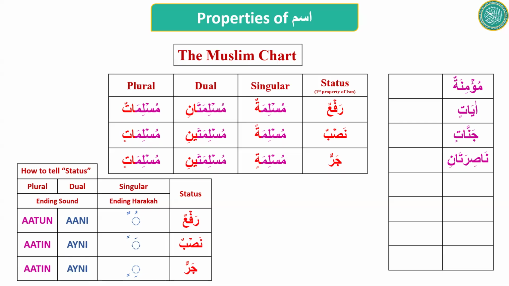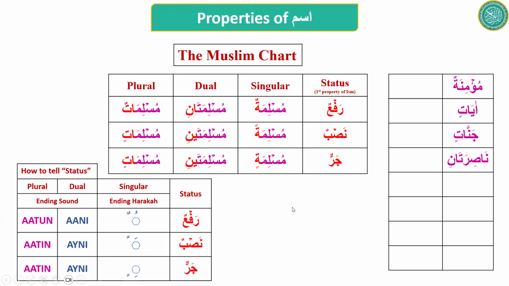Brother Danish. Nasiratani. Is it Nasab, Rafa, or Jar? So Nasiratani can be Nasab or Jar. You want to reconsider your answer? No? You said Nasab or Jar. Anybody who wants to disagree with Brother Danish? Brother Shoaib. It is Rafa. Why are you saying Rafa? Because aini is the ending sound and it's a dual noun. Right, Brother Danish? Yeah. So Brother Shoaib is right. It is Rafa. It is not Nasab or Jar.